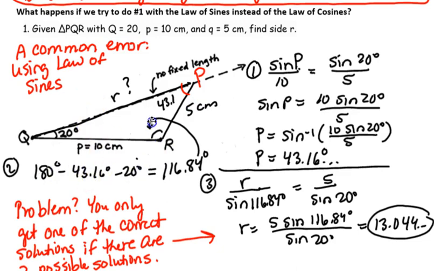So now I can use my law of sines and say R over sine of 116.84 equals 5 over sine of 20, and solve for R. And I end up with one of the solutions. I end up with R equals 13.044, which is the solution that we got first with one of the parts of the quadratic formula in problem number 1, example number 1.